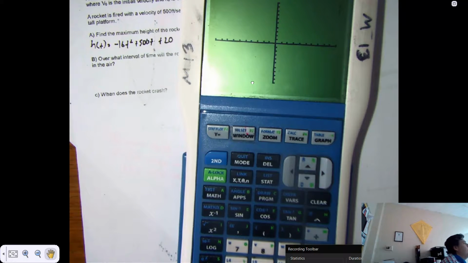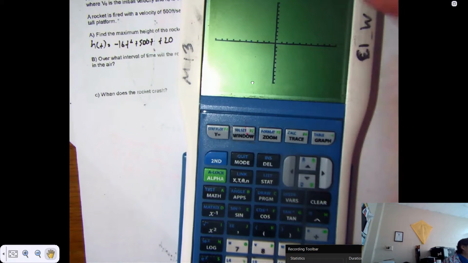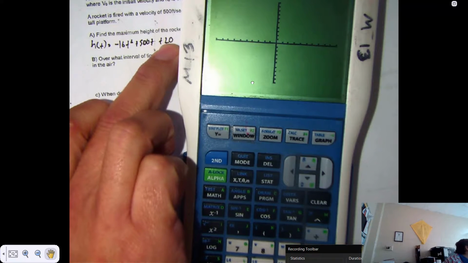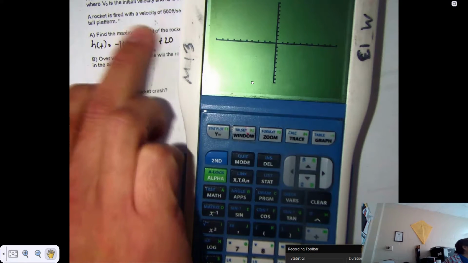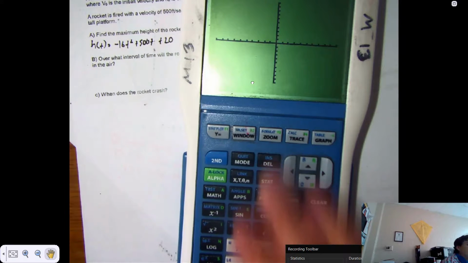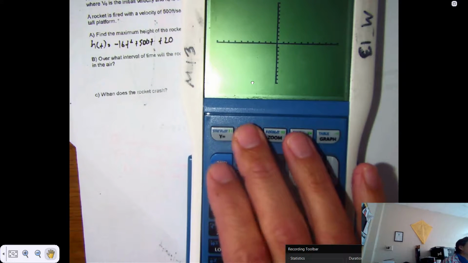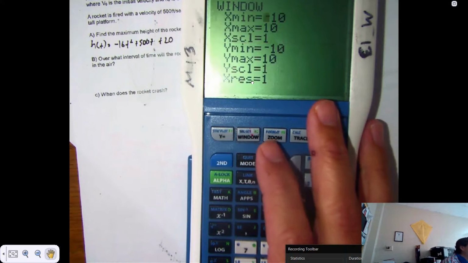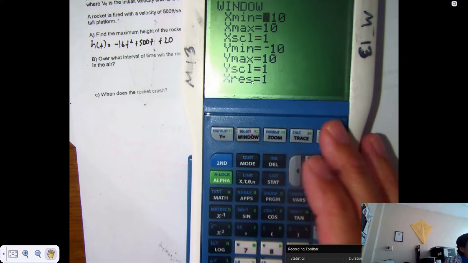And you don't see anything when you do that, because a standard window goes up 10, down 10, left 10, right 10. This thing's up there somewhere. It crosses the y-axis at 20. And then it goes up. There's a window button here. Now, this is kind of guessing. Where do you think it does what?